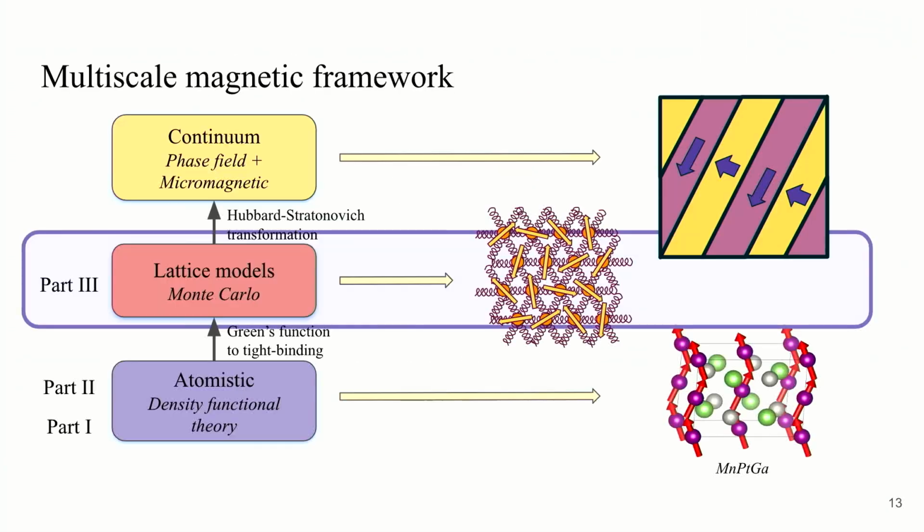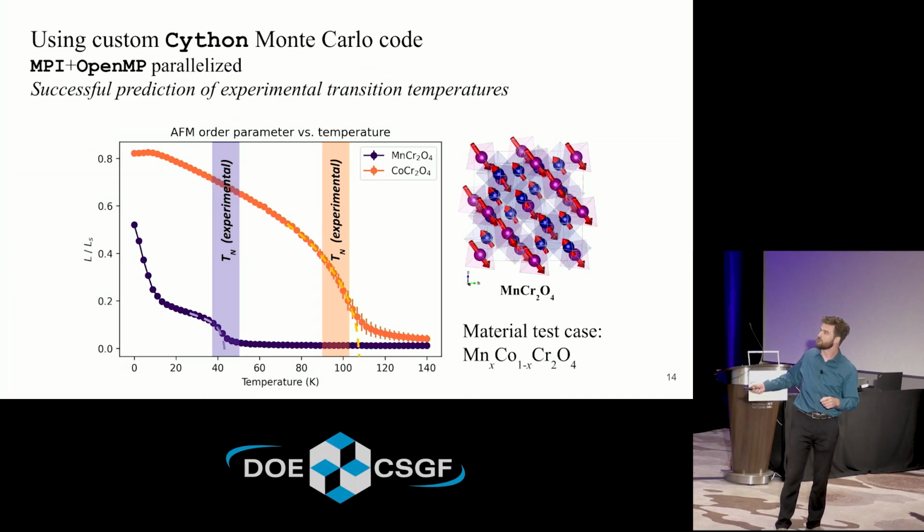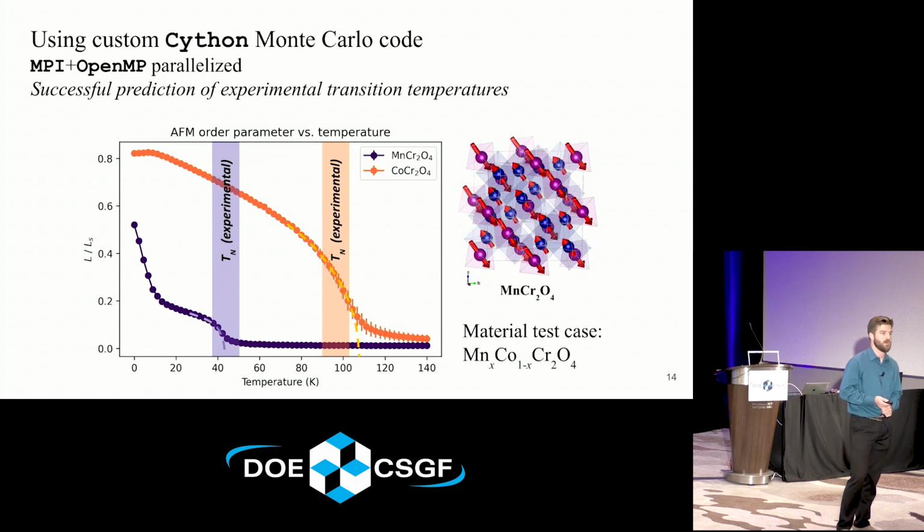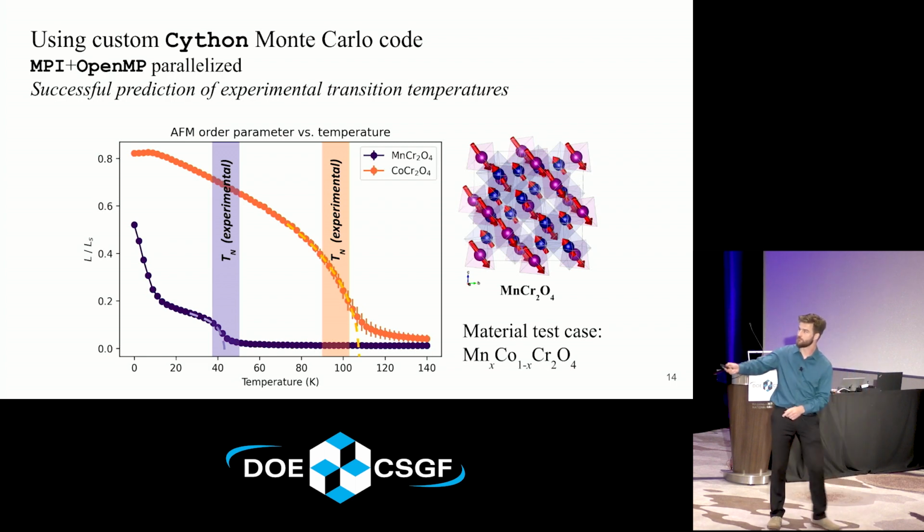Okay, now I'd like to move up one level of spatial hierarchy and actually look at lattice models. So, a simplified picture of magnetism where you have spins interacting on a lattice. Using a custom Cython Monte Carlo code optimized using MPI, parallel tempering, and OpenMP for Metropolis updates, we get reasonable agreement with experimentally resolved transition temperatures.